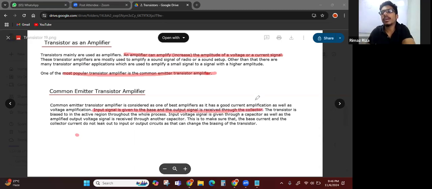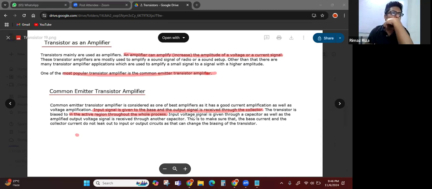That you should have already understood, because common emitter means the input circuit is the base and the output circuit is the collector, right? You can't take the base as the output circuit because the base has a small current and the collector will have the large current. Okay, the transistor is biased in the active region throughout the whole process. In amplification, it has to be in the active region.